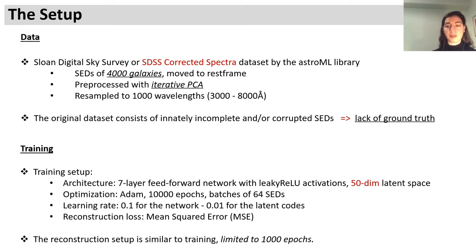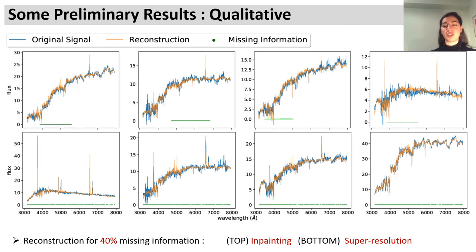For the training, we have many important choices to make. We use techniques such as normalization to promote generalization and other details that I encourage you to look for in the paper. So let's take a look at some of our results. Here we see 8 signals. At the top, we have a green window of missing information, whereas at the bottom, we have randomly selected missing measurements. We can see here that our reconstruction closely follows the blue underlying signal.